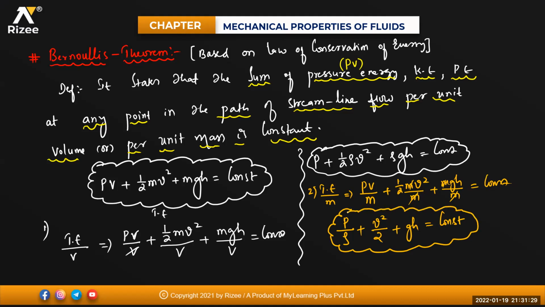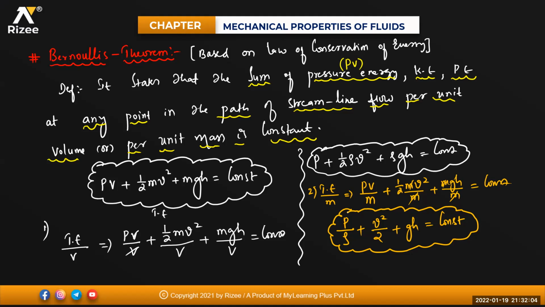Okay, so these are three different forms of Bernoulli's theorem. Bernoulli's theorem is based on the law of conservation of energy, which says that the sum of pressure energy, kinetic energy, and potential energy at any point in the path of a streamline flow, per unit volume or per unit mass, always remains constant. So these are the three formulas you need to remember. I'm not going for the proof of this one, so please try to remember the relations. Clear for everyone? Is that clear?